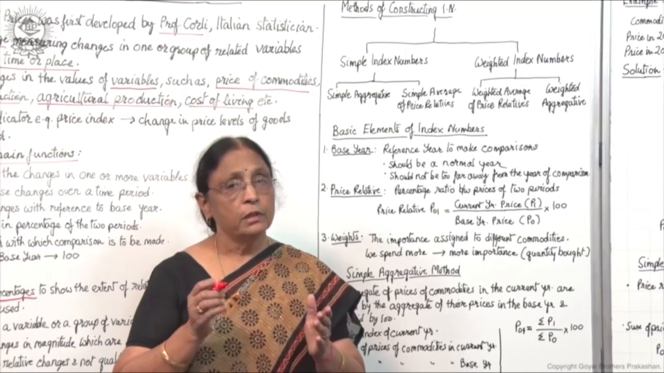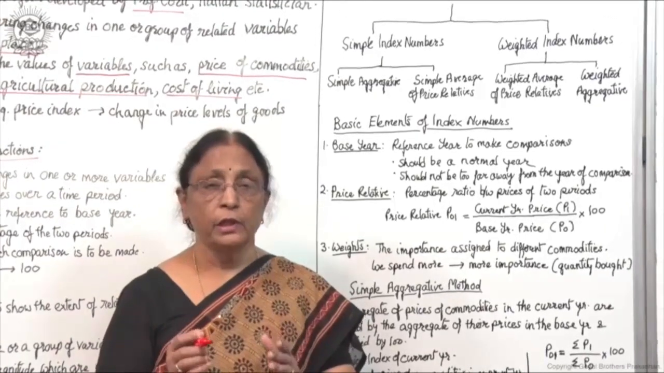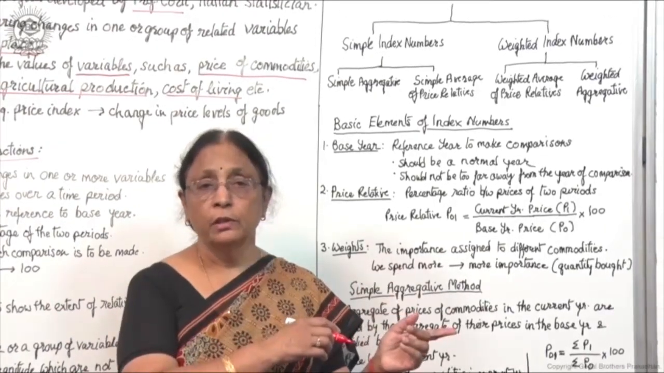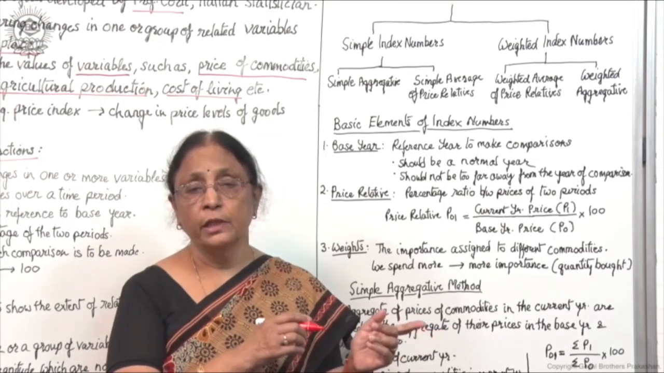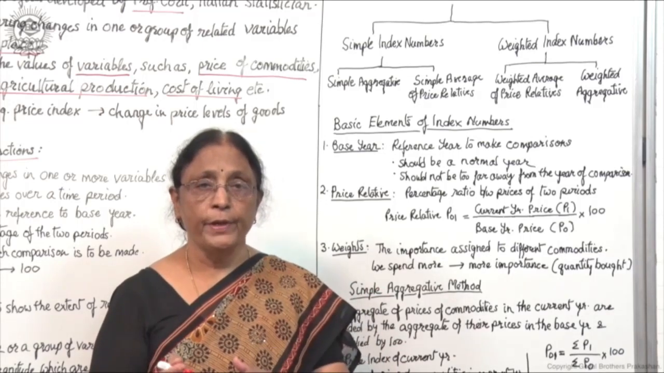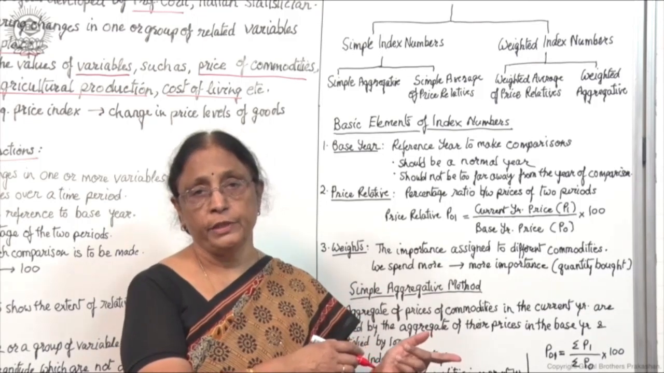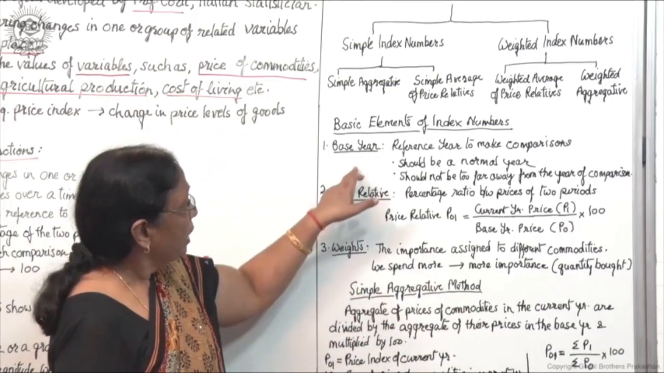That means change in price of commodities in a particular year in relation to some previous year, and the previous year you take here, that is known as base year. You are calculating the change in prices in comparison to the prices of base year. So base year is a very important element of this.